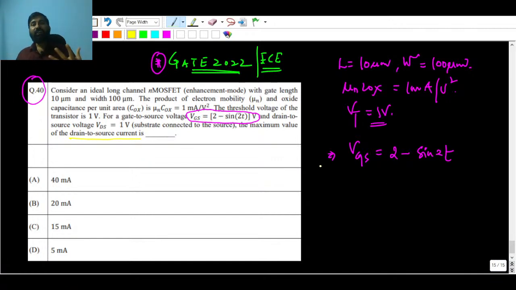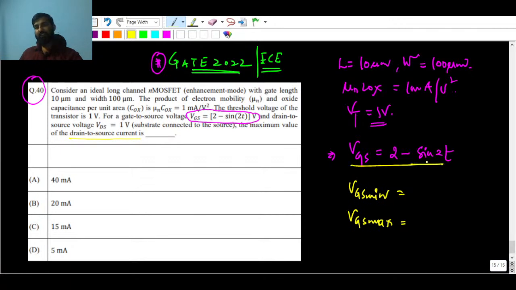So here we will get two values of VGS, because we will get VGS minimum and VGS maximum. Here they have given this kind of VGS, so you have to find two values of VGS, right? You can't conclude with one value. What is VGS minimum? This is sine 2t, so if I draw a sine, it looks like this, from 1 to minus 1.